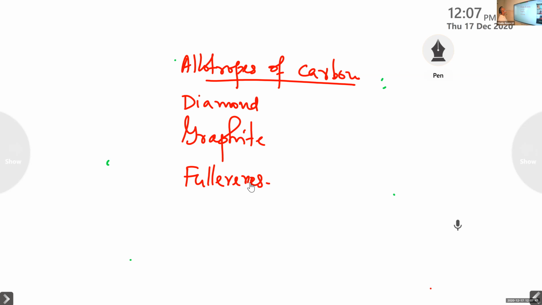As you know, in diamond, one carbon atom is tetrahedrally surrounded by 4 other carbon atoms. And there is very strong attraction between the carbon atoms. And so, diamond is very hard. As I said, it is the hardest naturally occurring substance, diamond. It is an insulator of electricity.